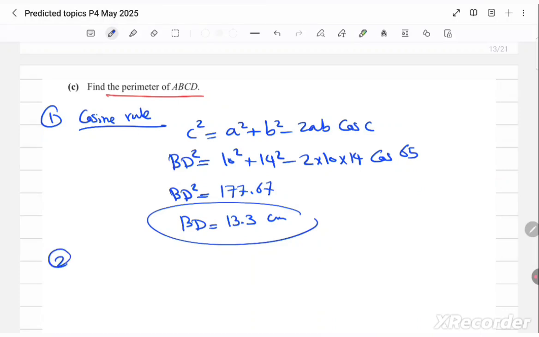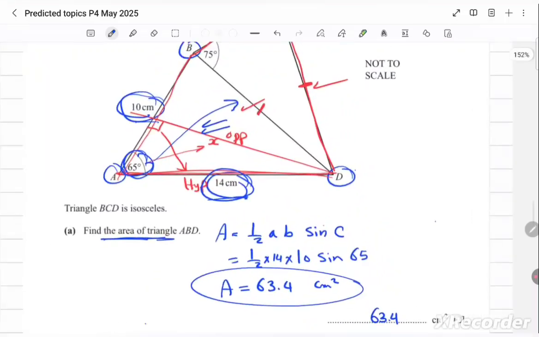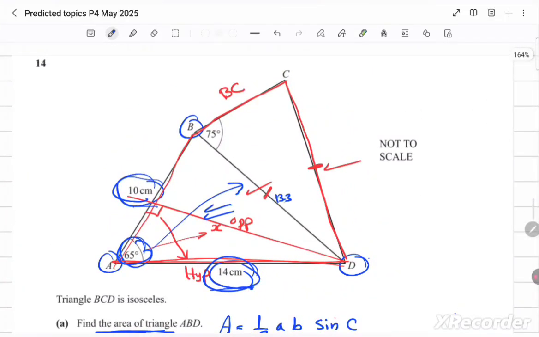Okay, now number 2, we have now this 13.3 centimeters. So this one is 13.3 because it's the same. And as you know this one is isosceles, it means two angles are the same and two sides are the same. Okay, so 75, 75. Since this one is 75, 75, both of them make 150, and when we subtract from 180, this one is 30. Okay, total is 180. Now what else do we need to find?